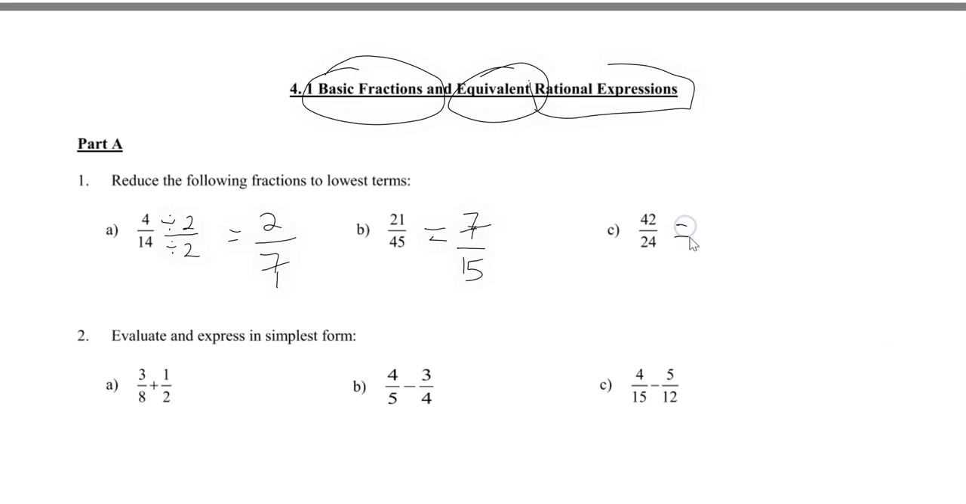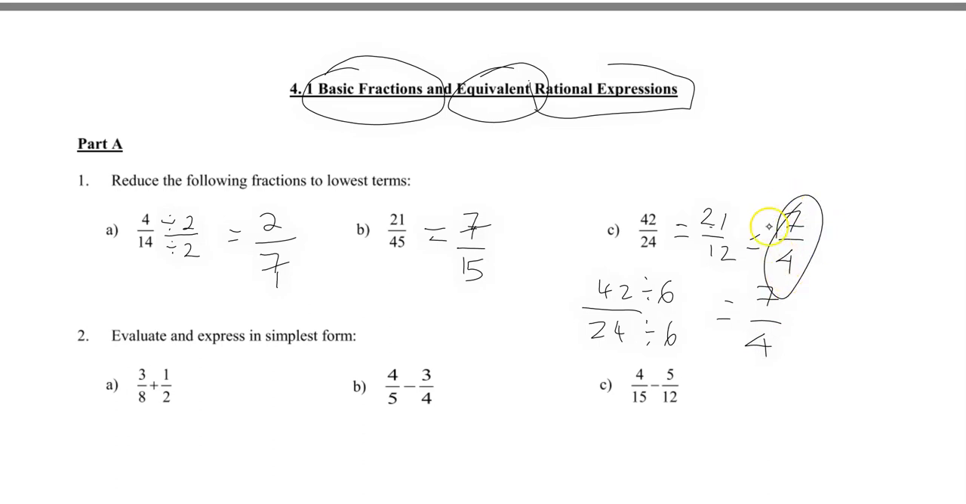This one. We can divide by 2, which would give us 21 over 12. Then we can say, wait a sec, that divides by 3, which would give us 7, and 12 divided by 3 is 4. To go there in one step, we could have recognized that both of those were divisible by 6. 42 divided by 6 is 7, 24 divided by 6 is 4. What's important is just that we end up with 7 over 4. It doesn't matter if we have an intermediate step there.